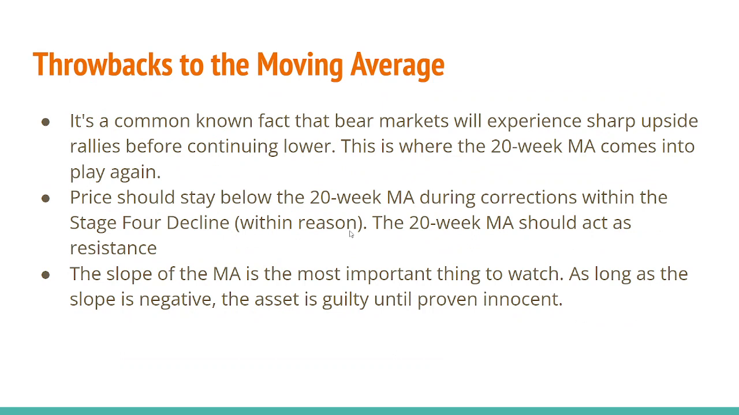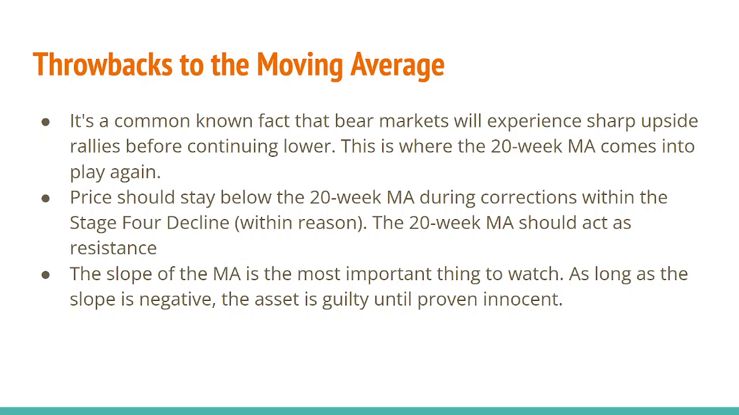Throwbacks to the moving average. It's a common known fact that bear markets will experience sharp upside rallies before continuing lower. This is absolutely normal and completely rational behavior as long as the 20-week moving average stays above that price level. Price should stay below the 20-week moving average during corrections within the stage 4 decline, within reason, and the 20-week moving average should act as resistance.